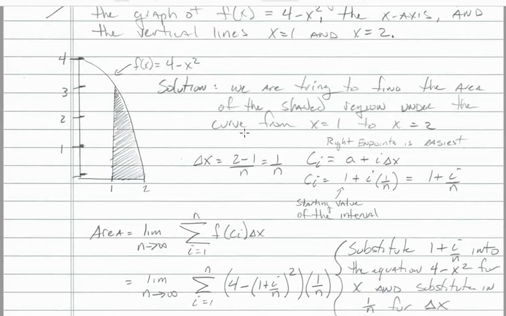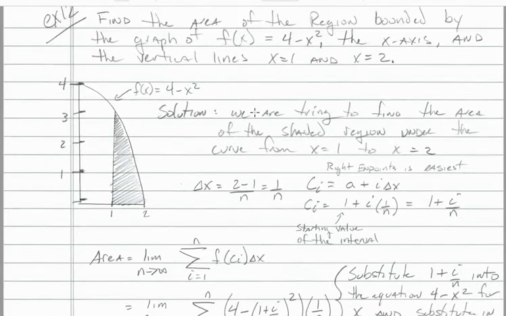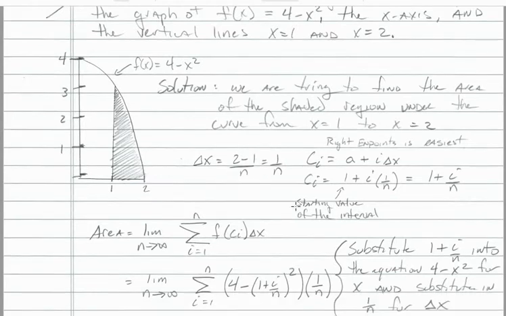Just like the others, we have to define our interval. x equals 1, that's our a, and x equals 2, that's our b. So we have to find delta x. Delta x is b minus a over n, so 2 minus 1 over n. Delta x is 1 over n. Remember, we're not choosing a number of rectangles, we're going to use the limit as n approaches infinity, so we leave it in terms of 1 over n.